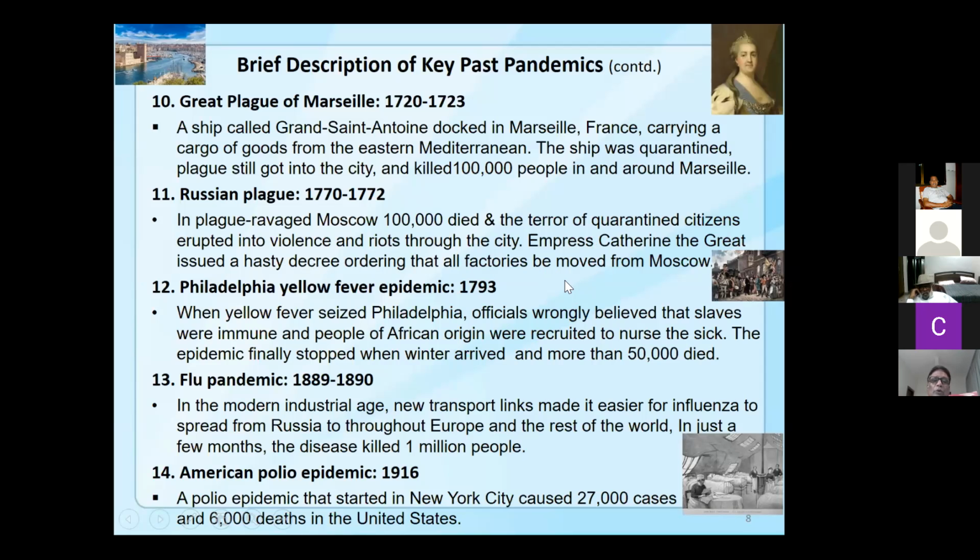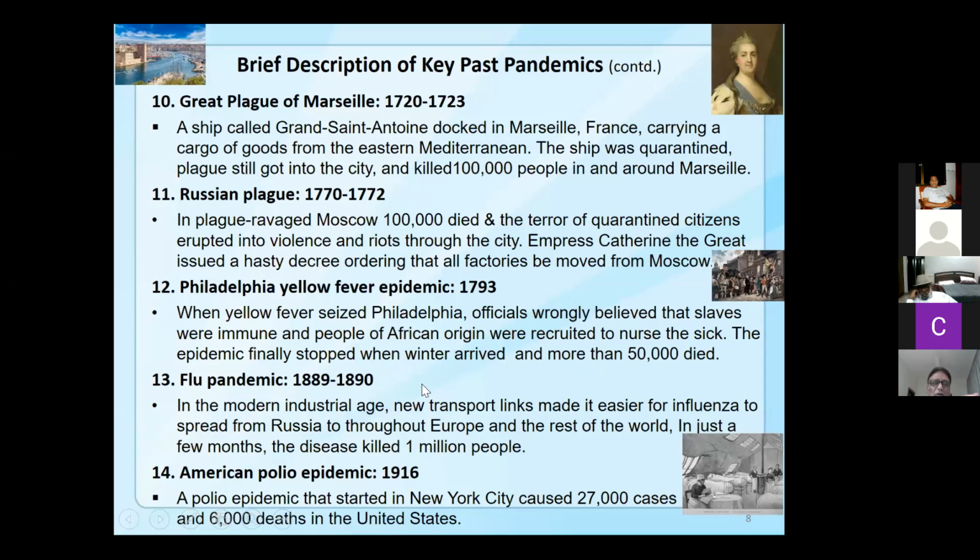Then we moved to the USA. Philadelphia, as you know, was the capital at that time in 1793. Yellow fever seized Philadelphia. Officials then wrongly believed that slaves were immune and people of African origin were recruited to nurse the sick. The epidemic finally stopped when winter arrived and more than 50,000 had died.